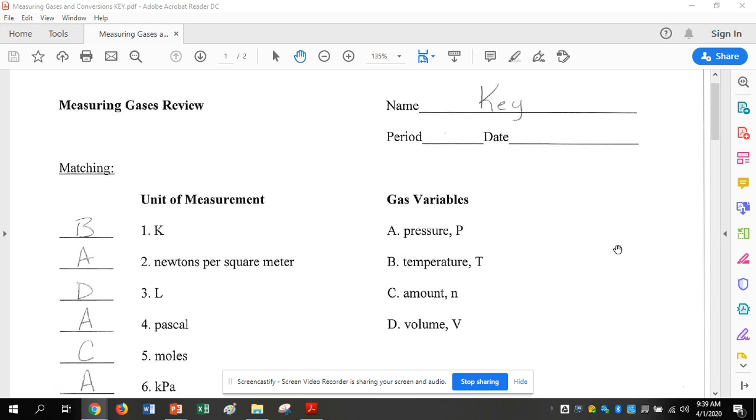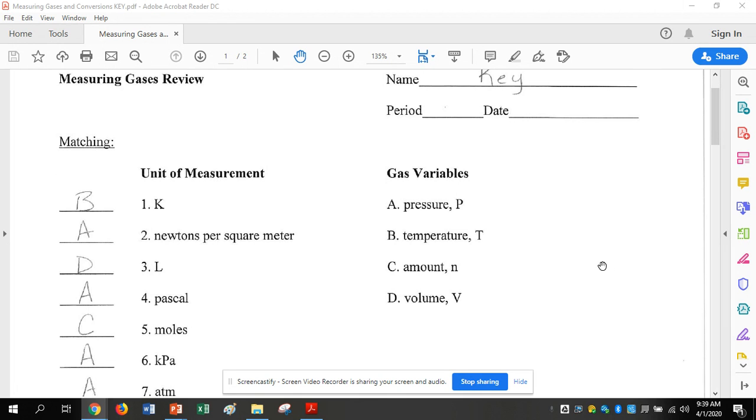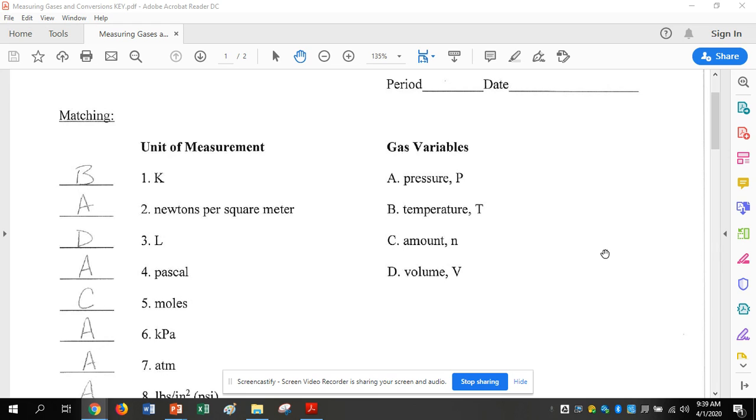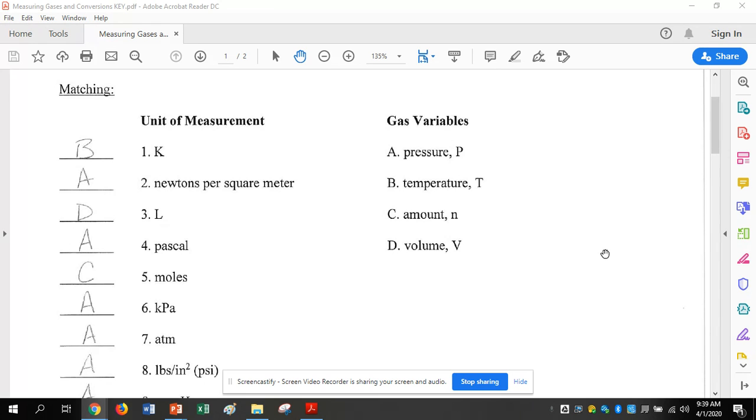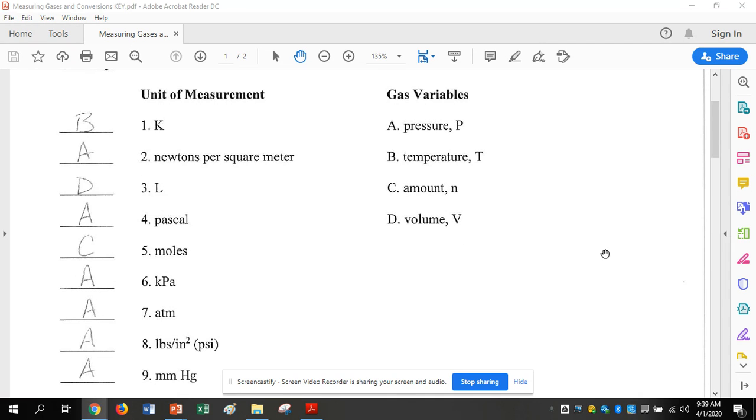I just want to review the measuring gases review, the front of this handout, just so we can get started on doing some problems moving forward. So there's a lot of different variables we're going to have in this unit. Temperature we've seen before. The big thing is it's always going to have to be in Kelvin. Amount is going to be in moles. So if they give you grams, you're going to end up converting to moles. Volume, it could be milliliters, it could be liters. In this example here, there's only liters as a choice.